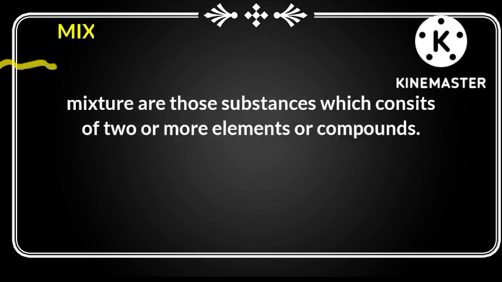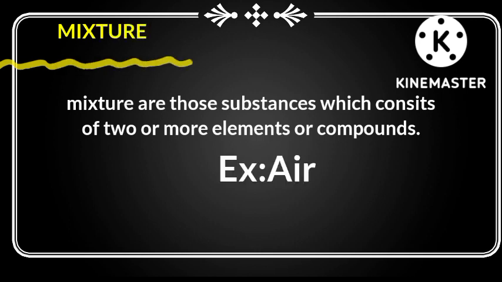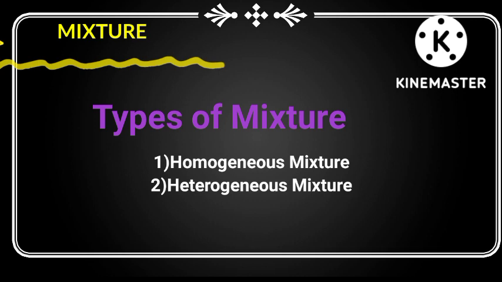The second type of matter is mixture. Mixtures are those substances which consist of two or more elements or compounds. For example, air. Types of mixtures. There are two types of mixtures, that is homogeneous mixture and heterogeneous mixture.